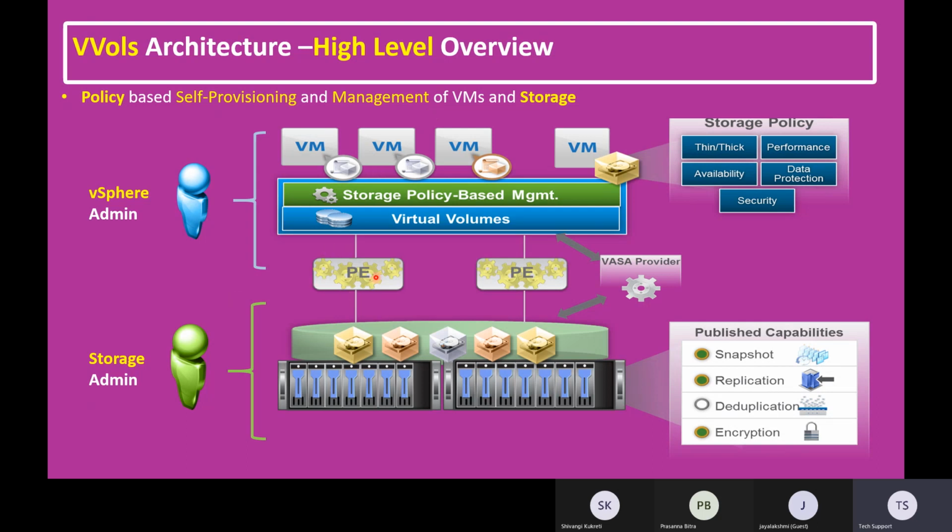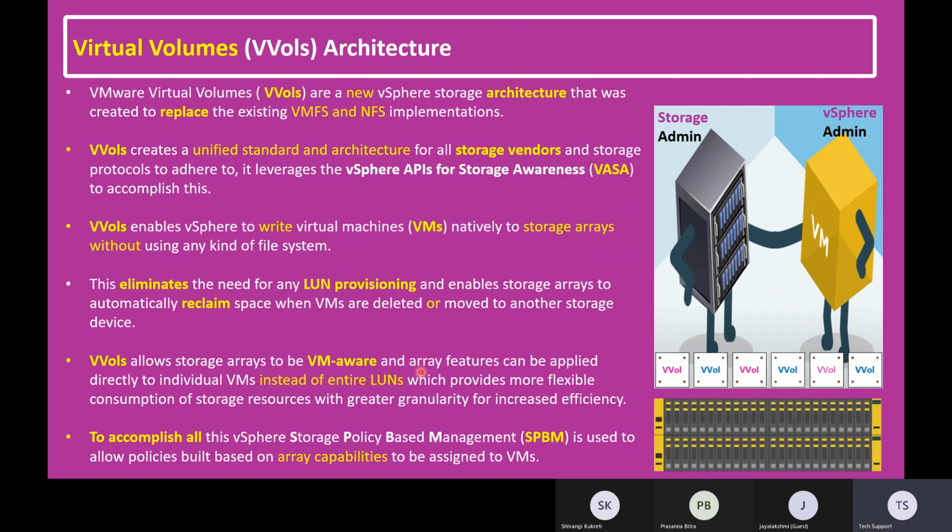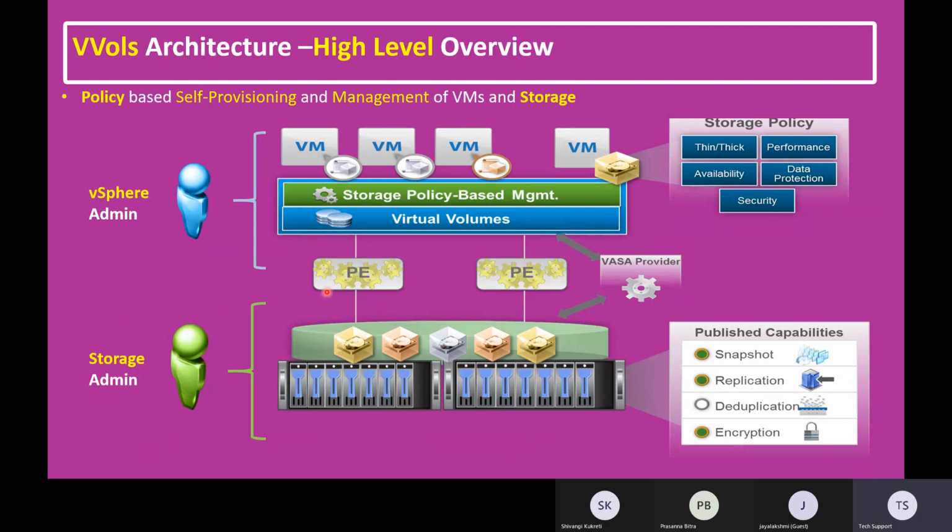Whatever components we have here, the protection endpoint, VASA provider and storage container, I will explain each component in the following slides one by one. It's the same as in our previous FC SAN session, where we discussed the architecture components like the LUN, what a LUN is, and fiber channel SAN addressing. In the same way, we are going to verify the virtual volume components.